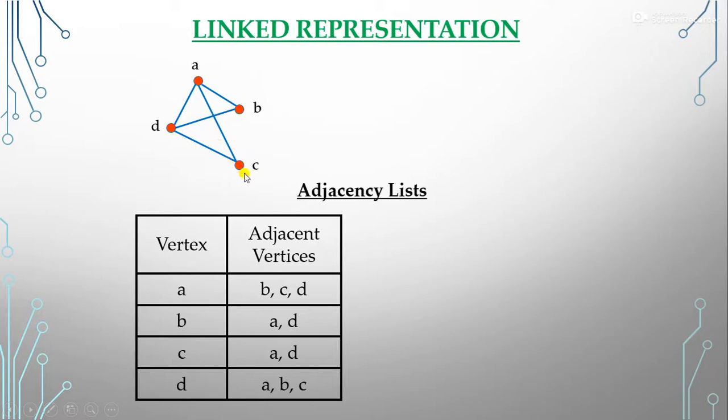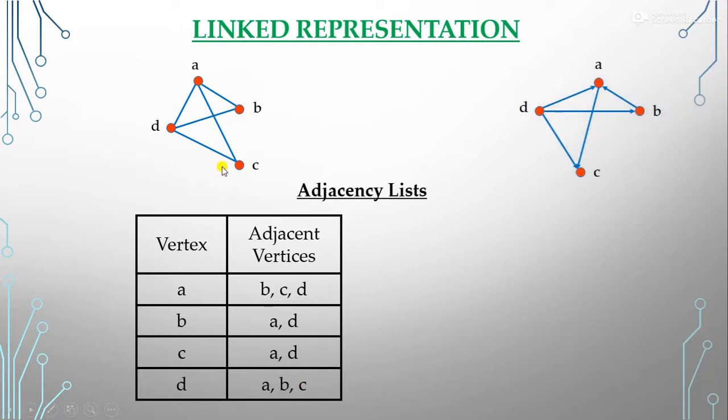So the adjacent vertices of B are only A and D. Now come to the vertex C. What are the adjacent vertices of the vertex C? That are D and A, not the B. So the adjacent vertices of vertex C are A and D. Now, if we talk about the vertex D, the adjacent vertices of the vertex D will be A, B and C. So this is the linked representation of the graphs. So this was the undirected graph.